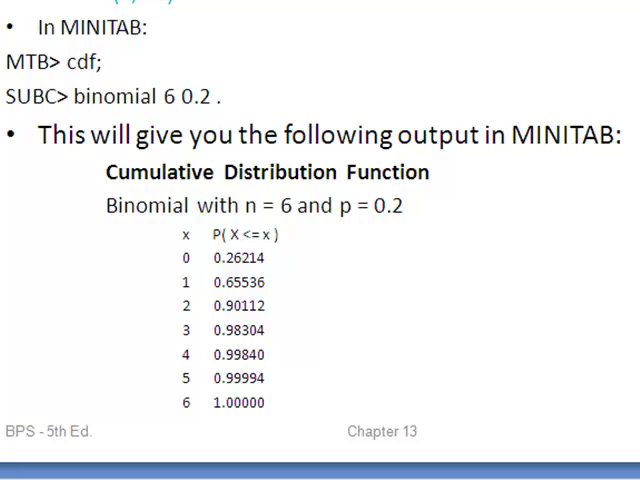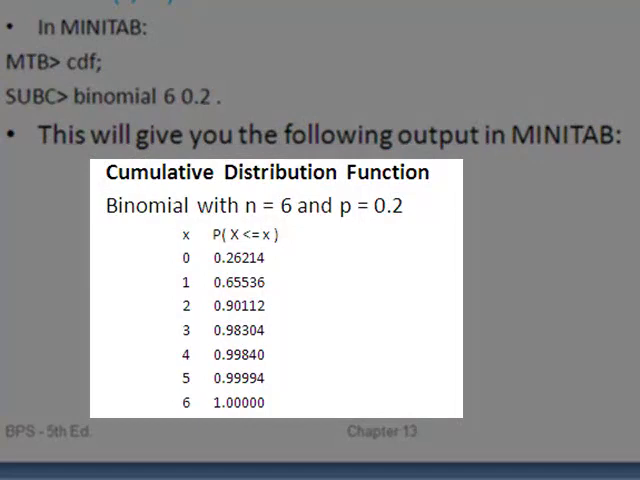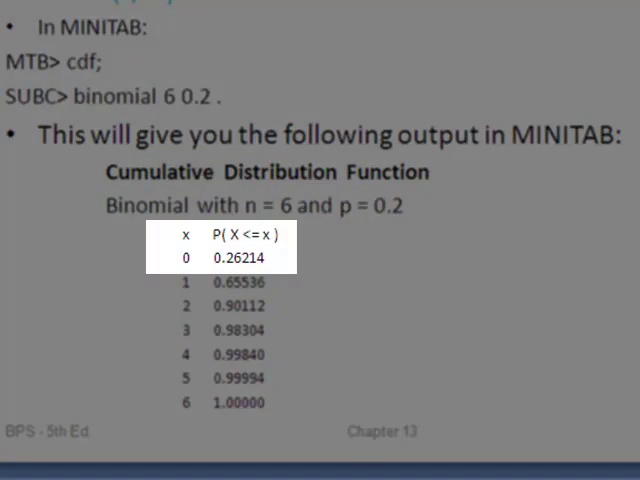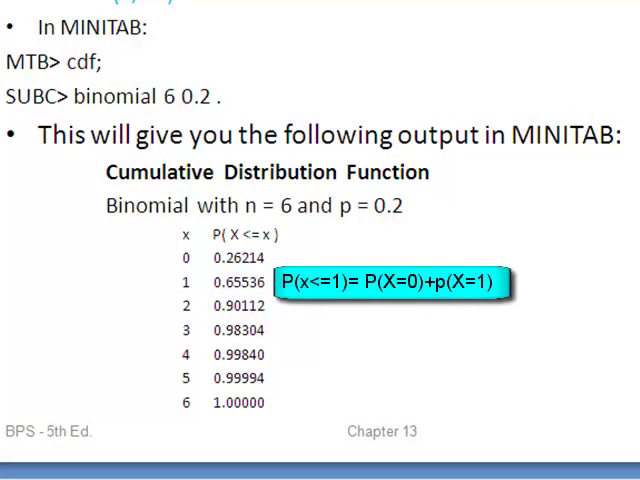What will pop out in the sessions window is this right here, the cumulative distribution function for the binomial with n equals 6 and p equals 0.2. It will give me the x value and then the probability of that value or less occurring. So the probability that 0 offspring or less, which would just be the probability of 0 offspring, is 0.26214. The next one, when you see x equaling 1, is asking for the probability that x is less than or equal to 1. So that means the probability of having 1 offspring survive plus the probability of 0 offspring surviving is 0.65536.